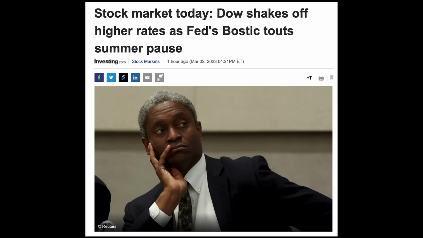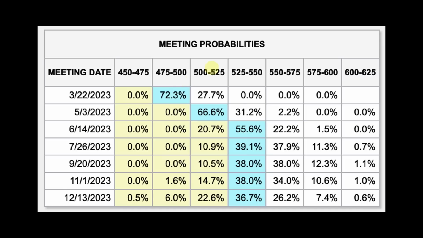What took place today? Well, Fed Bostic touted the summer pause, and all of a sudden the market rallied. When you take a look at the meeting probabilities for the federal funds rate, you can see we're still looking at a 25 basis point hike in March, in May, and also in June. The probabilities say 25, 25, 25, but there are also probabilities gaining steam for a 50 basis point hike, which we need to watch out for. And then we have that pause taking place.